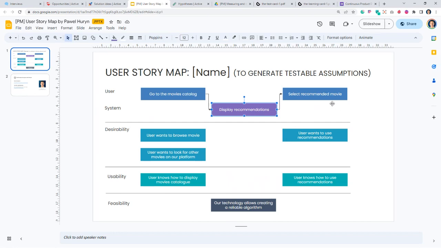And for the last step, select recommended movie. Desirability, so a value for the customers, is that the user wants to use recommendations. Maybe they don't find it valuable, and also that they know how to use recommendations. For example, you can display the list of recommendations, but it is not clear that those are recommendations and that you can actually click them to start watching another series.